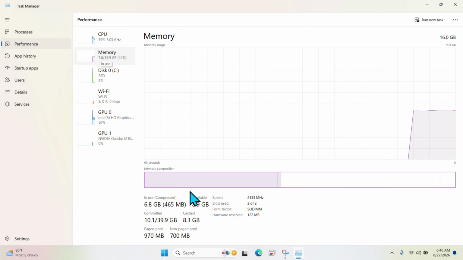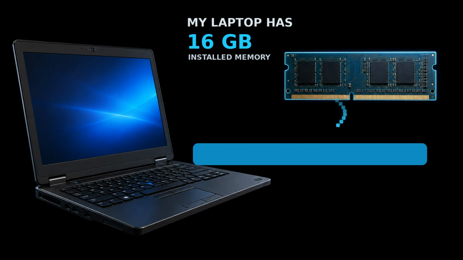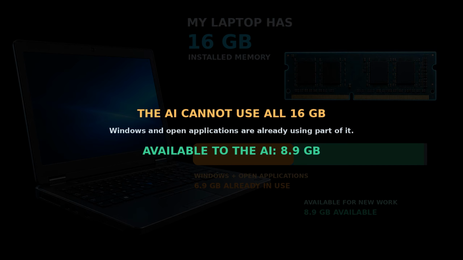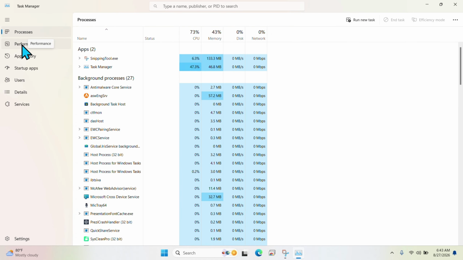My laptop has 16 GB of RAM, or you may call it system memory. But Windows and my open applications are already using most of it. That means the AI cannot use all the memory listed on the computer's specification sheet. This part right here is extremely important, but it's usually easy to overlook. It changes which models can run safely.